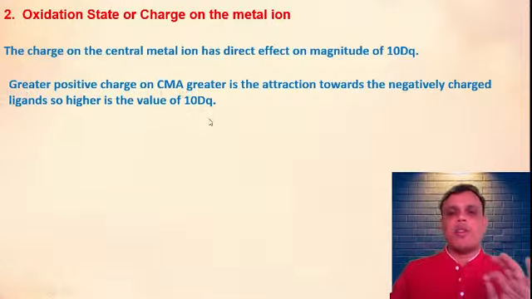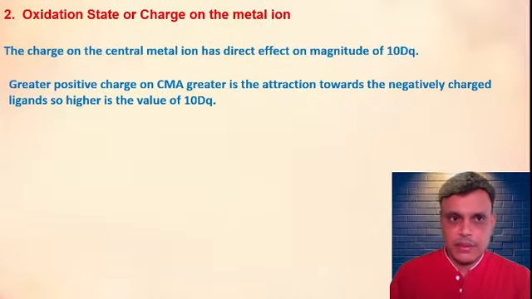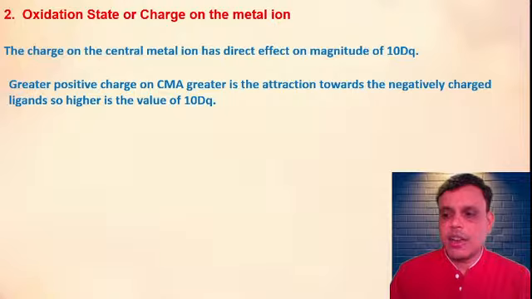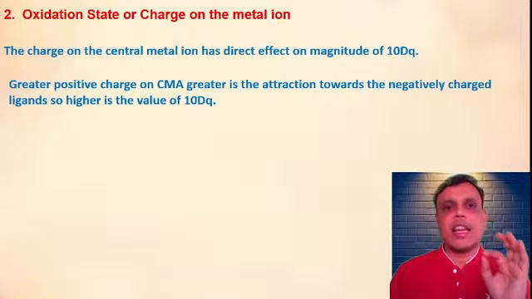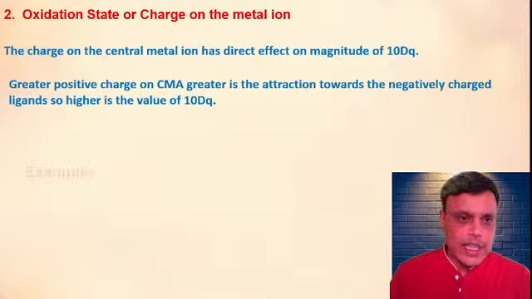That means the oxidation state is directly proportional to the magnitude of 10 Dq. Oxidation state and charge on the metal is directly proportional to the magnitude of 10 Dq. Okay, now let us see an example.